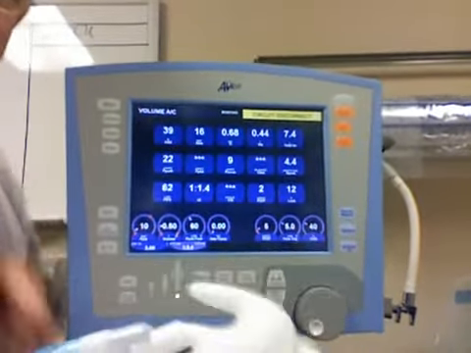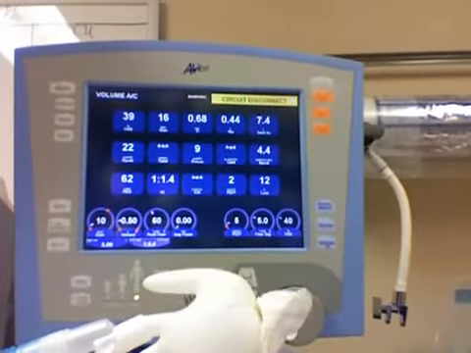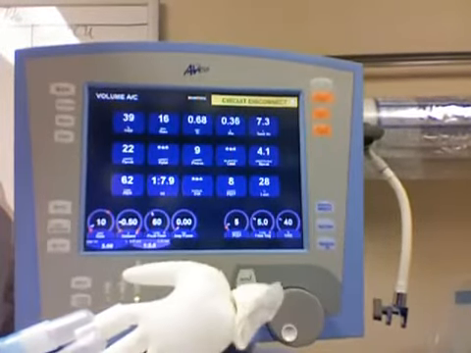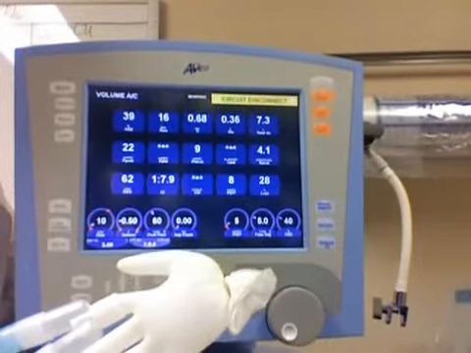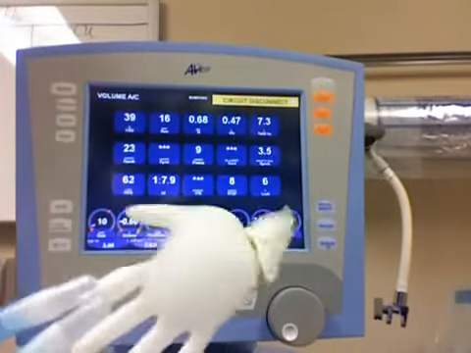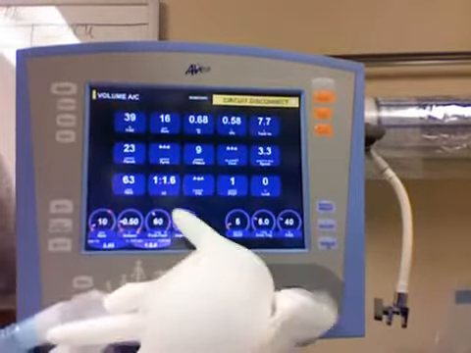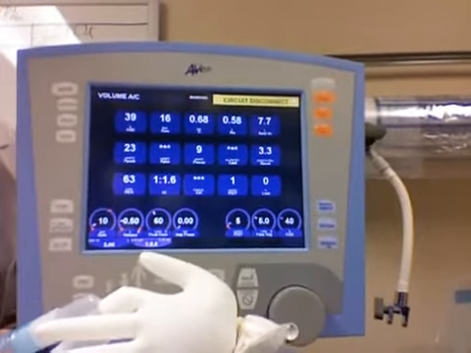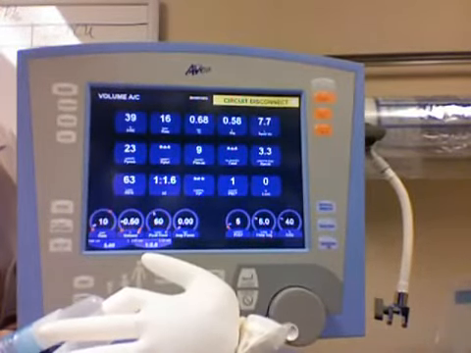On the 7200, they call assist control CMV. They don't use the term assist control. They just call it continuous mechanical ventilation. Now, I'm going to skip SIMV for a minute, which is the second of the three modes. I'm going to skip it and go to CPAP.